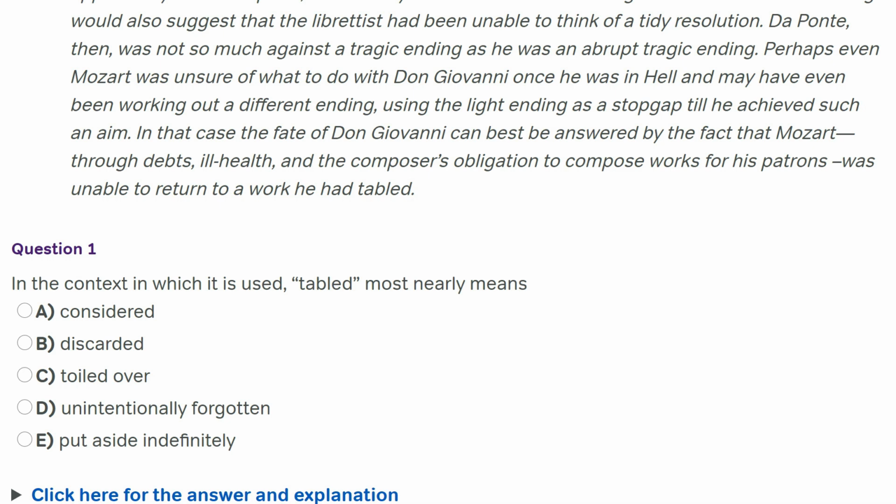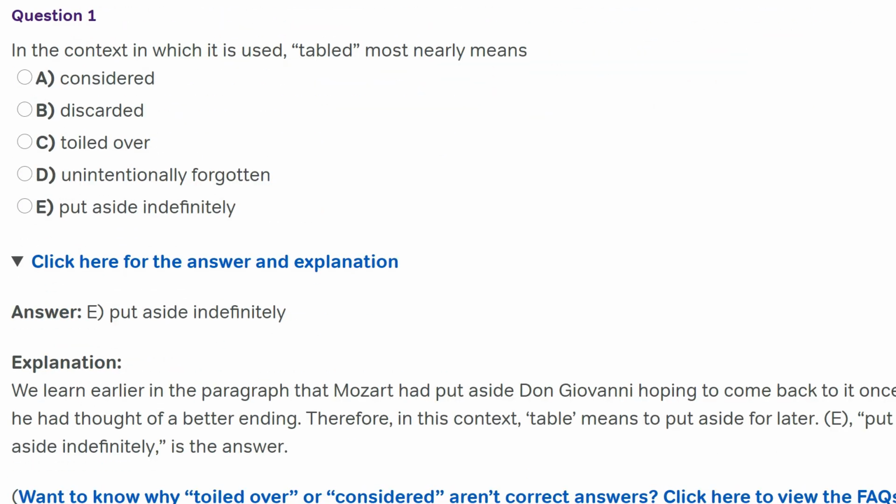I like that. All the others seem wrong. He didn't unintentionally, he didn't forget about it. He did work hard over it, but tabled doesn't really mean toiled over. He didn't discard it. So I like E, quite happy. It does fit with the context as well. So let's see the answer, and it is E, put aside indefinitely.